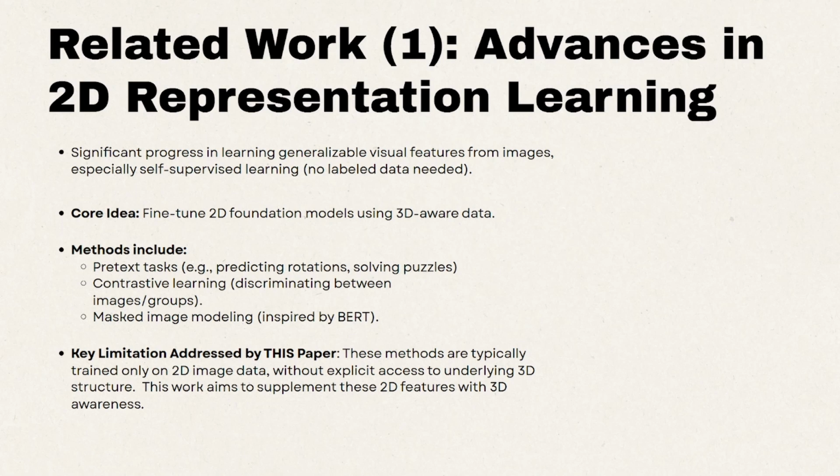Contrastive learning, where it learns by comparing different image views. And more recently, masked image modeling, which has proven very scalable. However, a common thread across many of these powerful 2D methods is the reliance purely on the 2D image data, meaning they often don't inherently learn the 3D structure of the world. This is exactly what our paper seeks to address by injecting the missing 3D awareness.